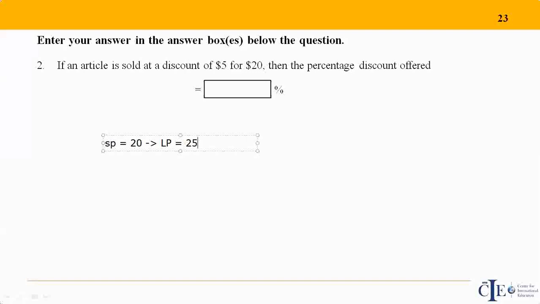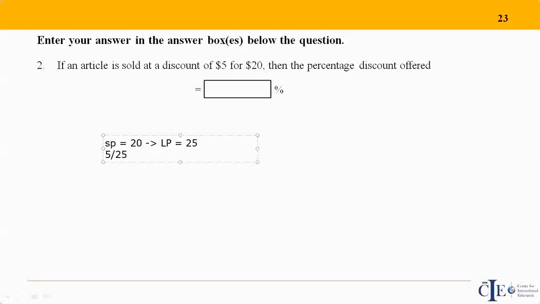Okay. The selling price is 20 after the discount. So subtracting 5, you sold at 20. Which means the list price was 25, and hence the percentage discount is 5 on the original, which is 25, not on 20.